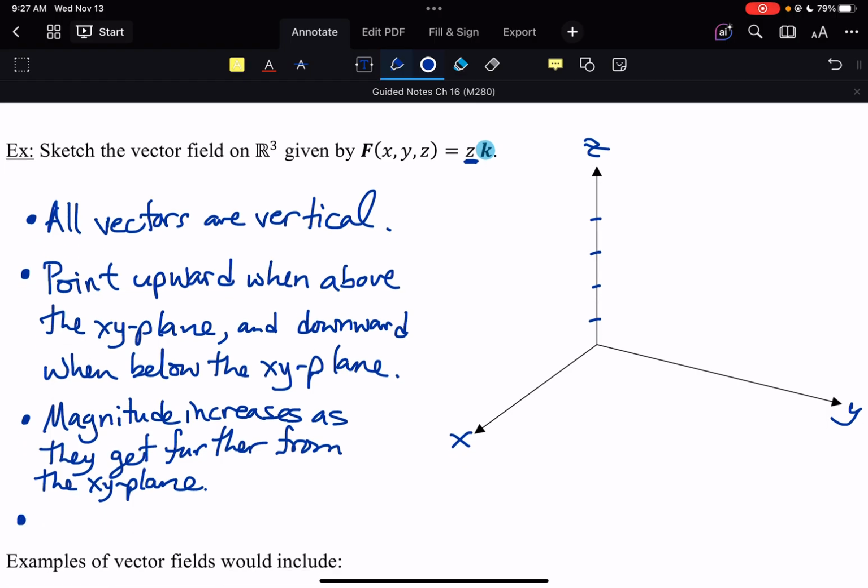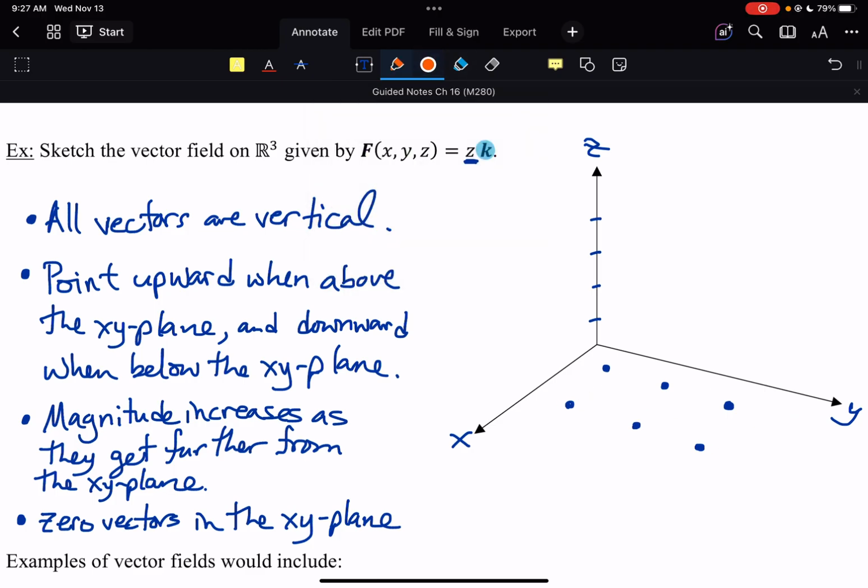And then the last thing to talk about, we've talked about above the xy plane and below the xy plane. If they're in the xy plane, z is 0, so they're all 0 vectors. So they are 0 vectors in the xy plane. So if we get just a sampling of points here, maybe a little 2x3 grid. These would all be in the xy plane. These are those 0 vectors.